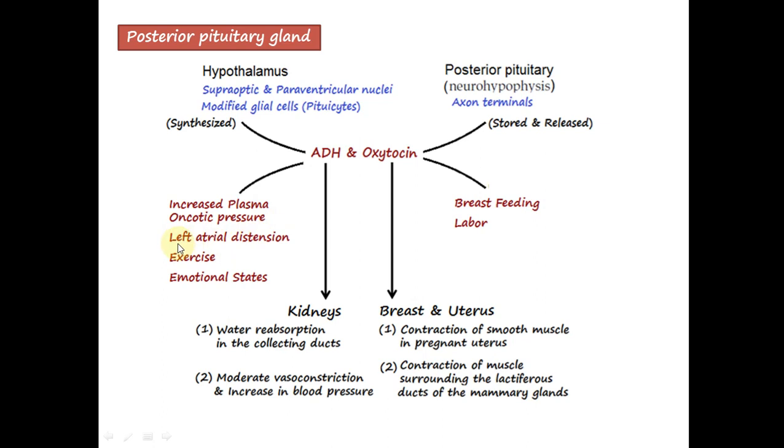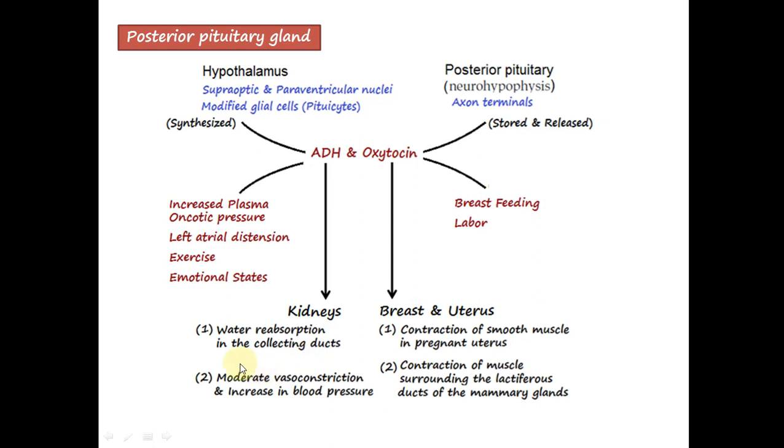Additionally, left atrial distension, which stimulates the stretch receptors, and exercise and some emotional states also increase the secretion of antidiuretic hormone. Now, the antidiuretic hormone moves in the blood to the kidneys, and here it acts on the distal convoluted tubules and collecting ducts, and from here it will increase the reabsorption of water. In this way it is adding water to the blood while making the water excretion in urine less.